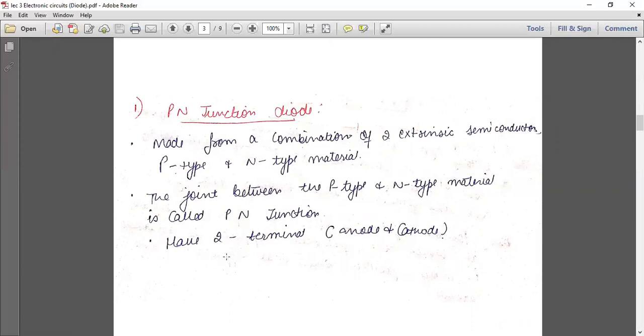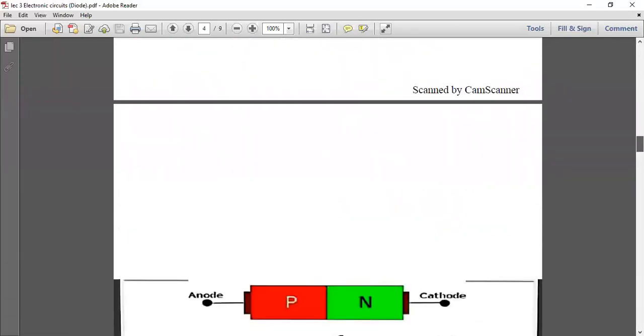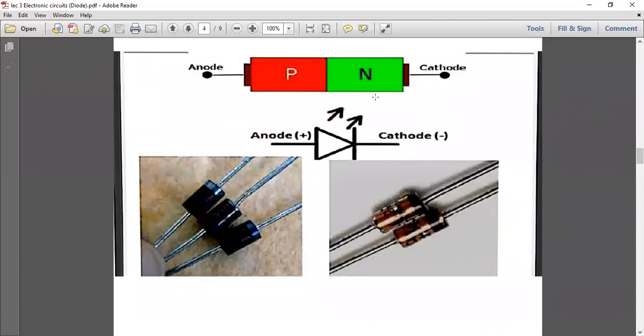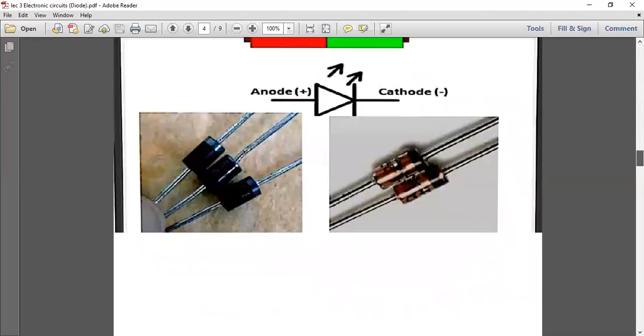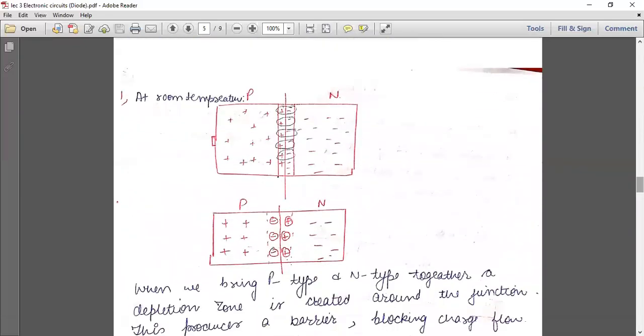It has two terminals, anode and cathode. Okay, so this is how a PN junction diode is represented. This is a small block diagram of the PN junction. This is the P-type semiconductor, and the N-type semiconductor. The positive end is known as the anode and the negative end is known as the cathode. So this is the representation of a diode. This is how a PN junction diode looks like, and this is how a Zener diode looks like. So this is the general block and diagram of the PN junction diode.